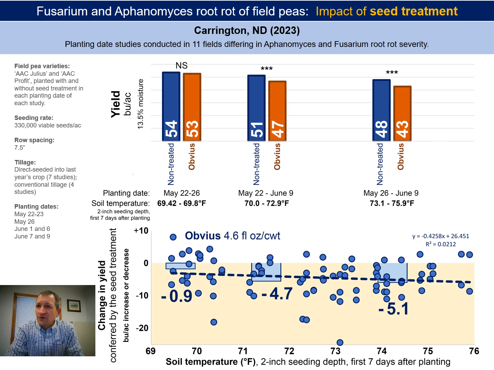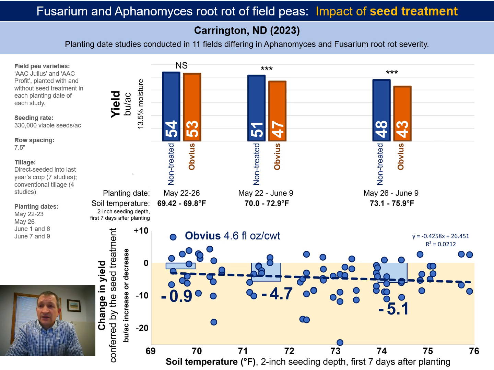But if you remember the data I shared before, the yield gain conferred by Obvious always trended to zero as we got to about 69 degrees soil temperatures. Okay, this is showing what's going on after we get above 69 degrees Fahrenheit soil temperatures. And we haven't had a chance to repeat it. I'm not confident in these results until I've seen it again, but it's certainly a cautionary note.